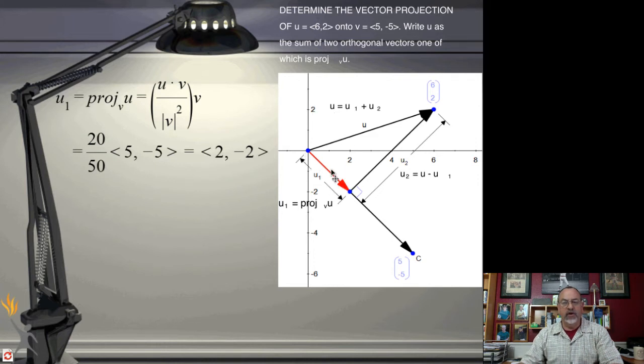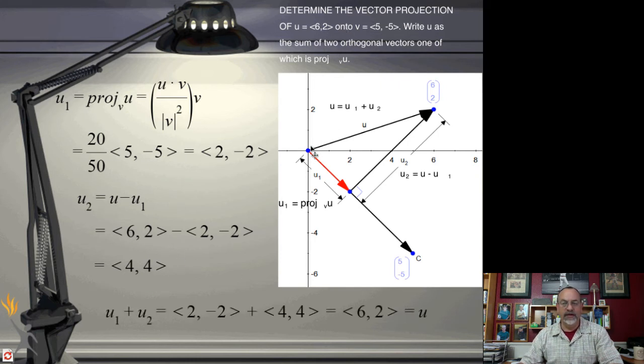Now, I know that this vector plus the orthogonal vector will give me this u vector. I know what u is. That's the original one that they gave me, 6, 2. I now know what this one is. I now have the components 2, negative 2. So by subtracting those two, I'll get the components of this vector. So subtracting those two, I get 4, 4.